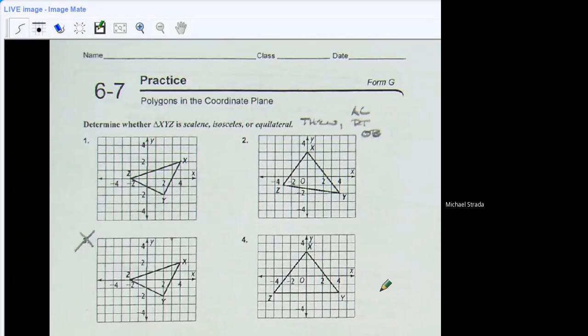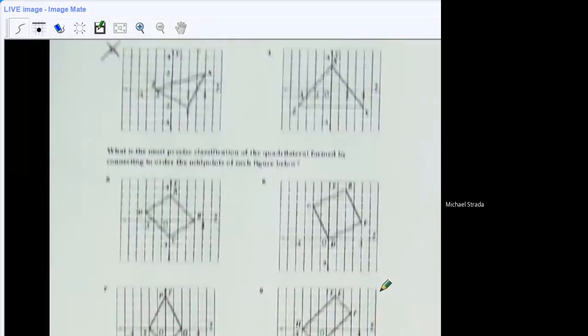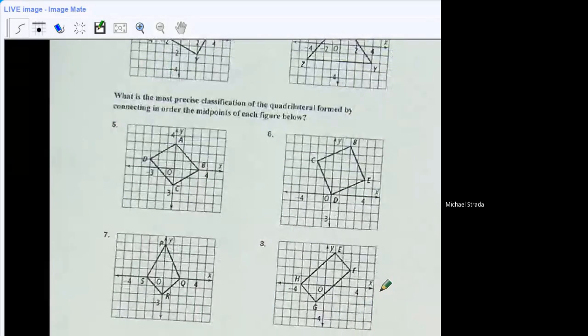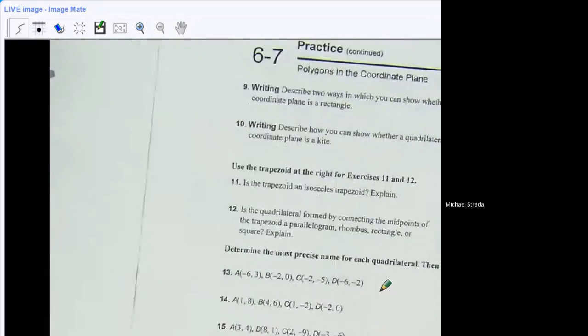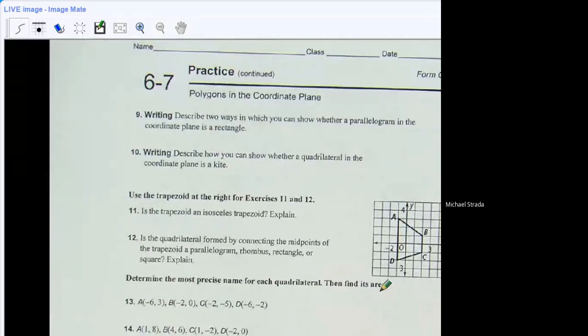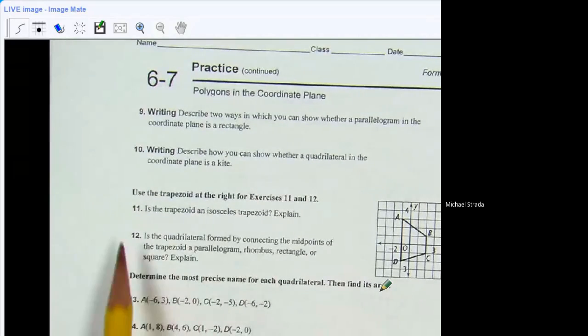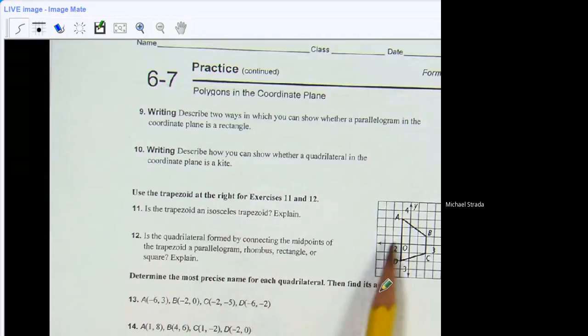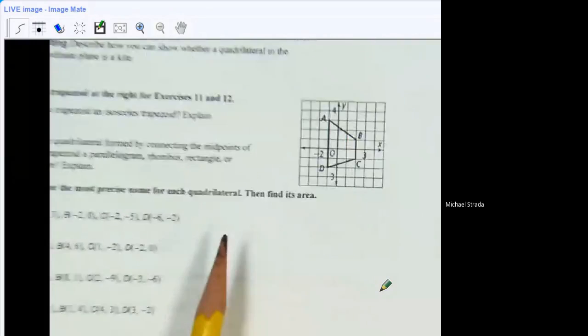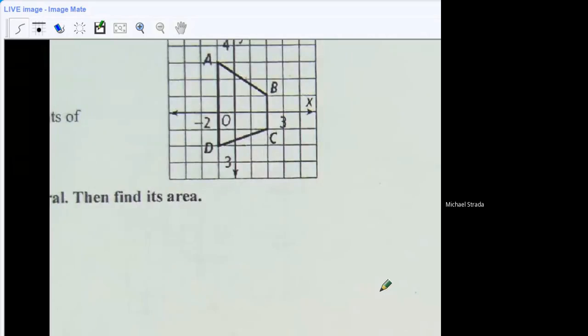All right, 5, 6, 7, 8 are all connecting midpoints, so you don't need to show any work for those if you do not want to. You just have them memorized. You're good to go. All right, 9 and 10, you're just regurgitating some notes, so that should be fine. Okay, 11 and 12, you're looking at a trapezoid. You need to determine if it's an isosceles trapezoid or not. They already tell you it's a trapezoid.